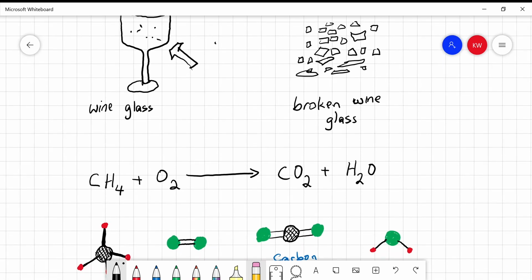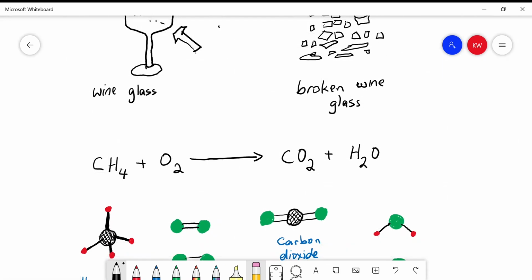Okay, so the same concept applies with a bond. A bond is actually two atoms sharing an electron, and to break that bond, the molecule must have absorbed energy.